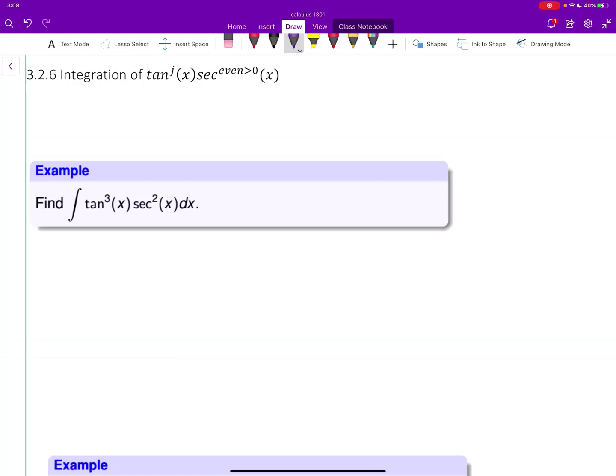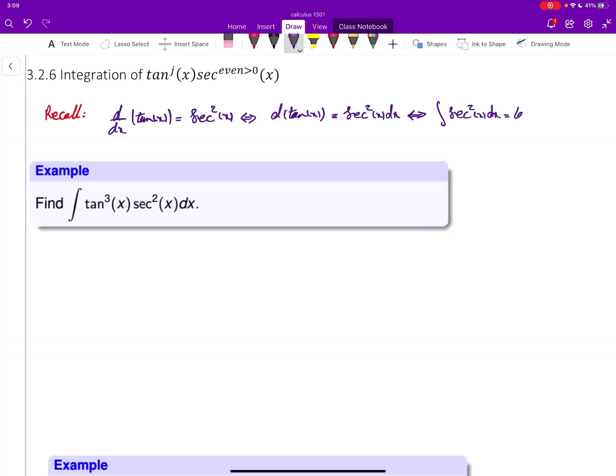Then what we already know, so let me just put this as a point that we already know, the derivative of tan x is equal to secant squared x, or in other words, the differential form is that secant squared x dx is this. Well, as a result of that, or these are basically equivalent things to say, integral of secant squared x dx is tan x plus c.